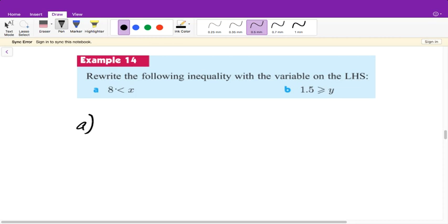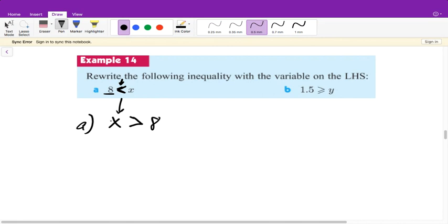So when we read this, we're saying 8 is less than x. The alligator mouth is opening up towards x, so that means that x is greater than 8. But we read this left to right. So if we want to rewrite it so our variable's on the left-hand side, well, first off, we write our variable on the left-hand side. We look at our inequality symbol. Well, x is greater than 8, so that means that the inequality sign has to be opening towards x. And then we will write whatever is on our left-hand side, 8. So this is 8 is less than x, but we can rewrite it as x is greater than 8.